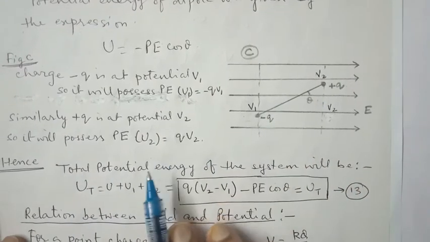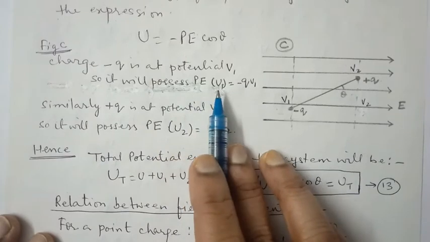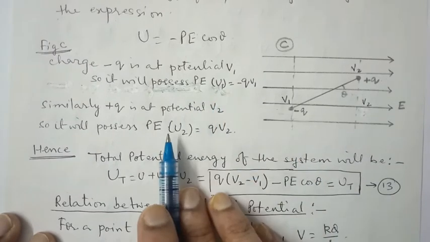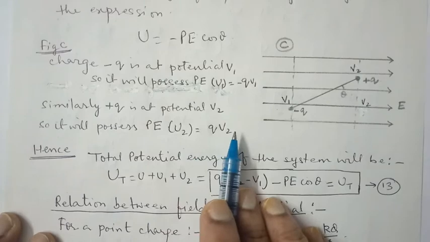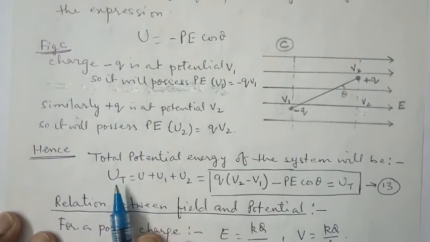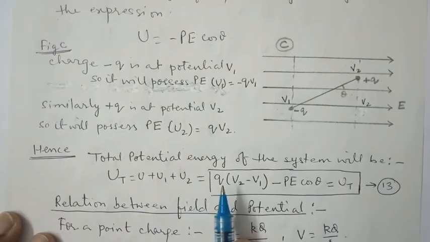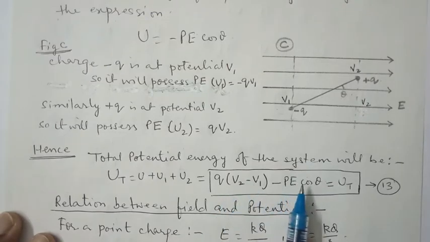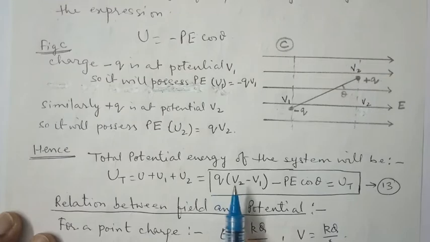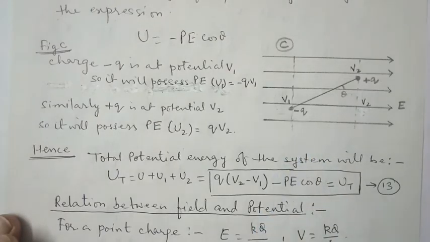Now we have the potential energies U1, which is minus QV1, and U2, plus QV2, and earlier we have done the dipole orientation term, which is minus P cos theta. That means the total energy will be U plus U1 plus U2, which is plus QV2 minus QV1 minus P cos theta. I can write it as Q(V2 minus V1) minus PE cos theta. This is the total potential energy of the system.